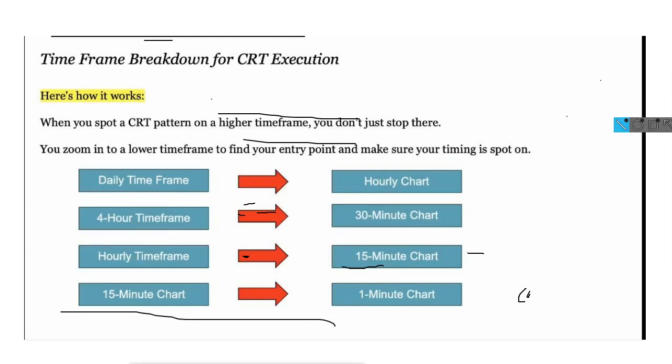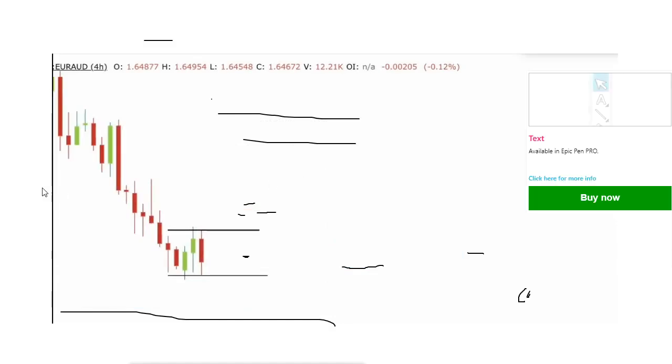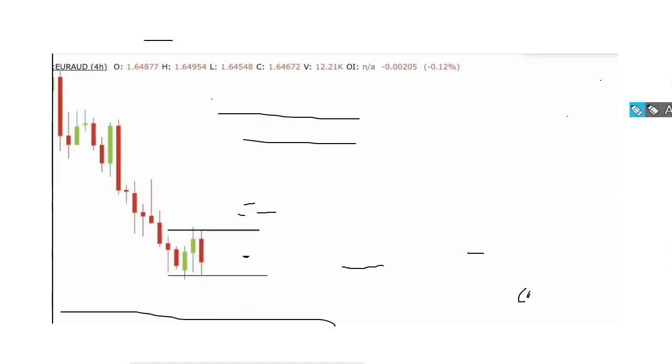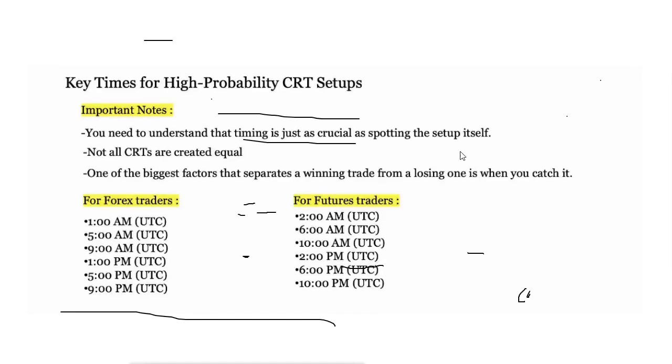So moving from there, from our time frame, we go down to our time. This is the example of it. This is a 4 hour CRT pattern. This is your 4 hour CRT pattern. This is your CRT high and this is your CRT low. So moving on, all this here is going to be a CRT pattern.